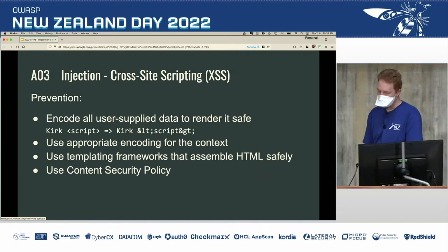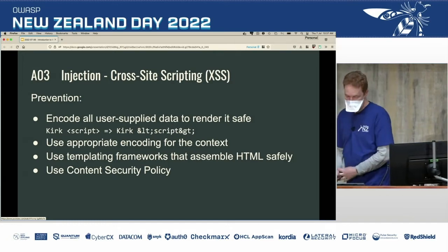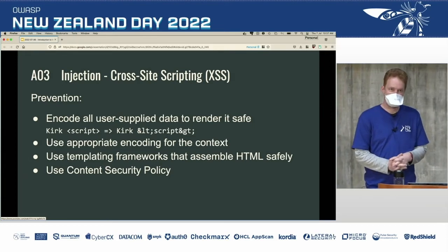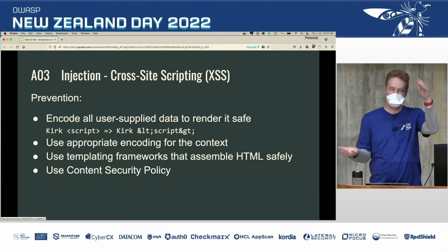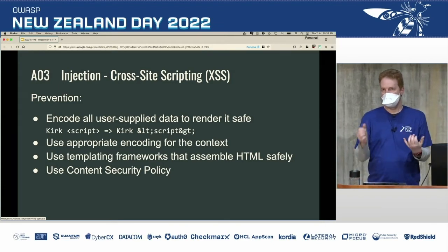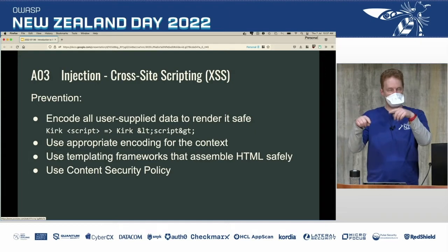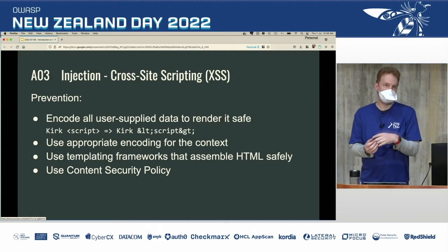Okay, so what do we do about cross-site scripting? Well, technically what we want to do is encode all the user-supplied data to render it safe. Unfortunately, that's not as easy as it sounds, because like I said, one blob of HTML can contain HTML, and it can contain CSS, and even in HTML, it could be tags, or it can have attributes. And the way that you use the data means that you need to encode things differently.